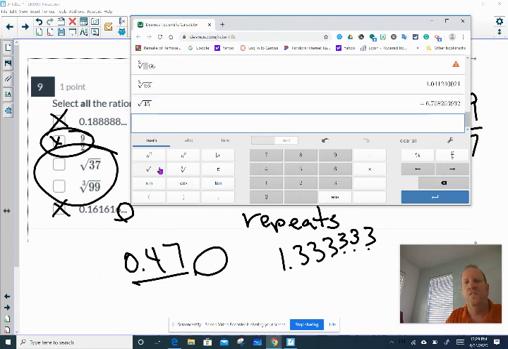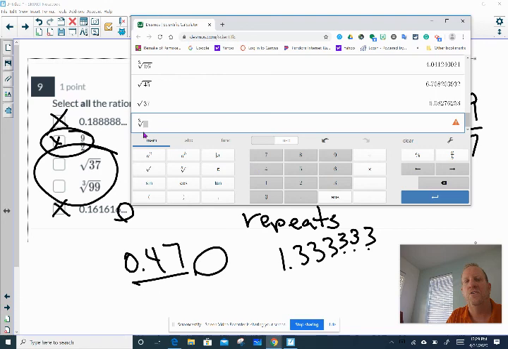Square root of 37. Oh, look, it's not a whole number. That's an irrational number. That number is going to go on forever and never repeat. So that's irrational. Let's try the last one. We'll do the cubed root of 99. And look, once again, it's a number that doesn't repeat, and it's going to go on forever. If you don't get a whole number out of a square root, it's an irrational number. Any number that contains pi is an irrational number.